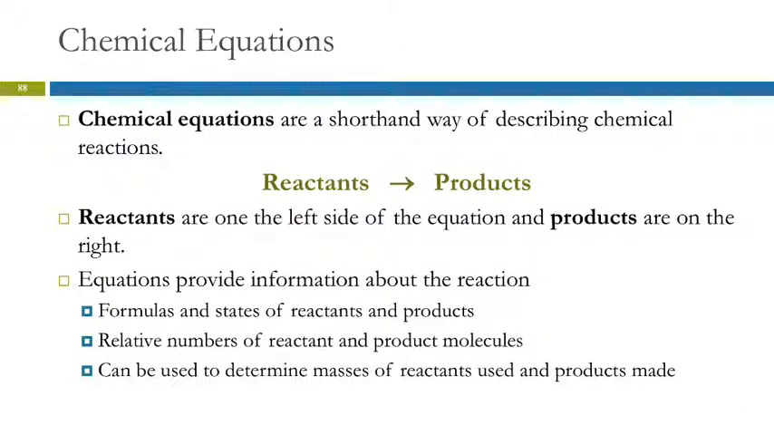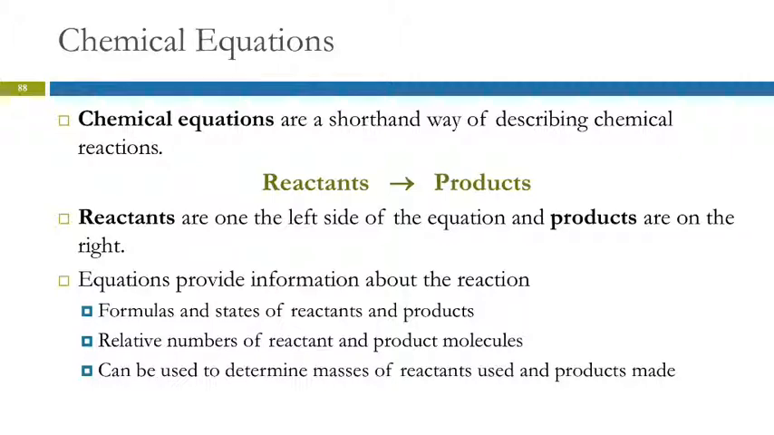So a chemical equation is a shorthand way of describing a chemical reaction. The general idea here is that we have reactants on the left and products on the right, and there's an arrow in between. And the arrow points in the direction that stuff's happening. So the reactants react to produce the products. Okay?